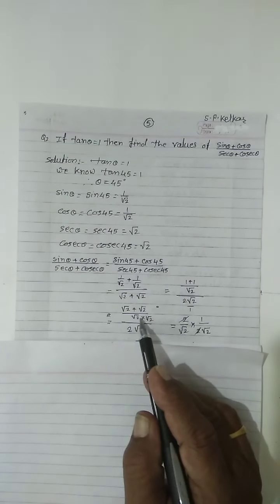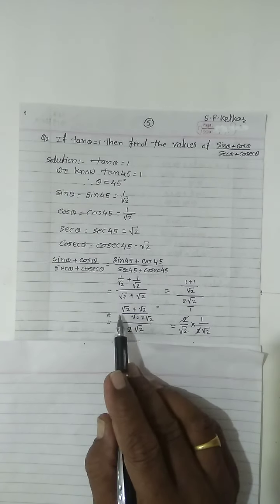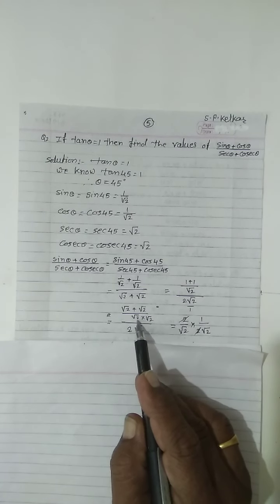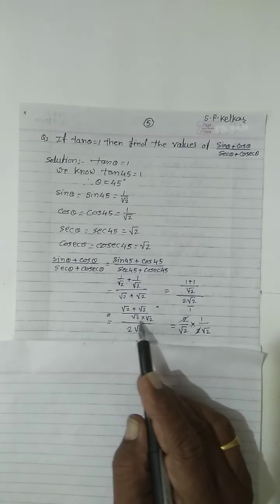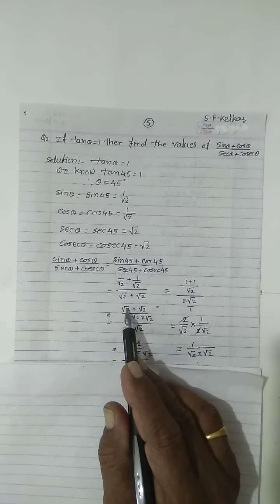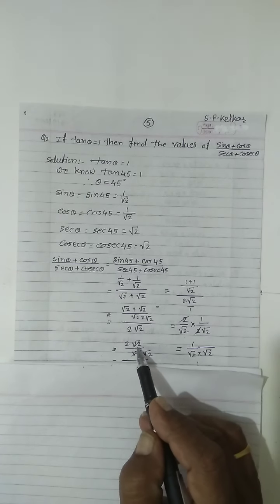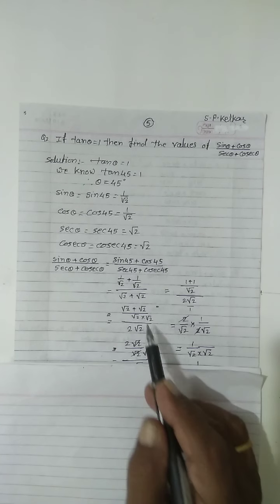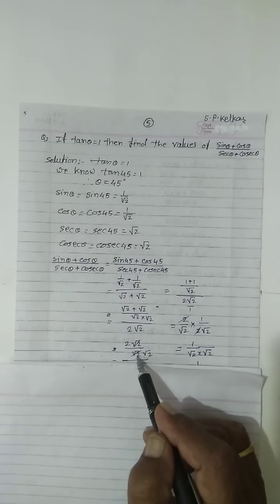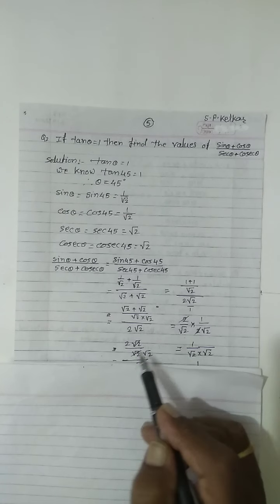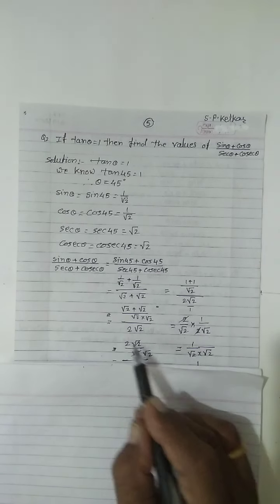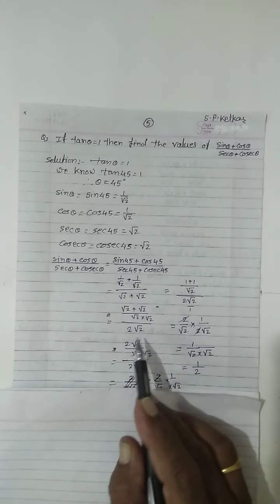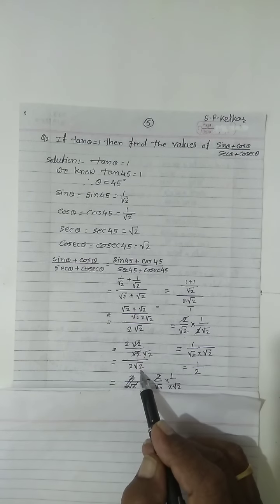Then the sum of the numerator, root 2 plus root 2, is again 2 root 2, divided by the product of root 2 into root 2. Now this root 2 and this root 2 cancel, which means in the numerator there is 2 divided by root 2, and it is again divided by 2 root 2 as it is.